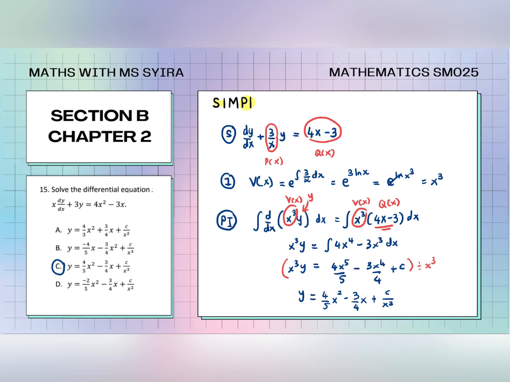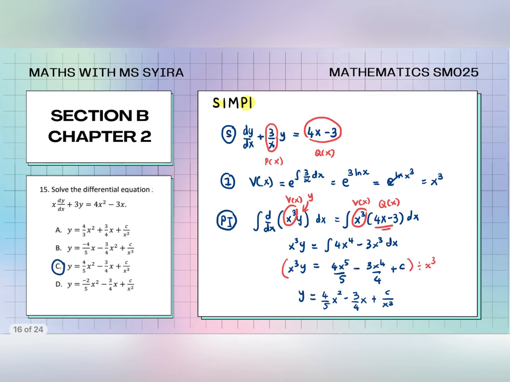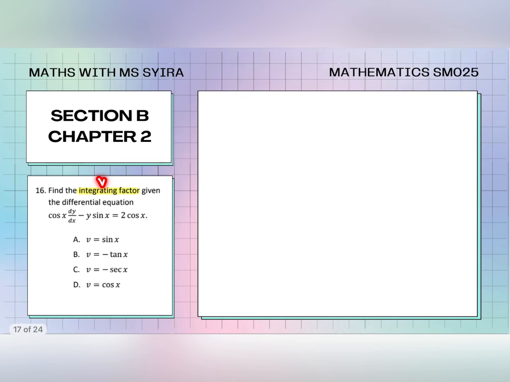Alright. Okay. So, question number 16. Find the integrating factor. Integrating factor tu apa? Here. Nampak tak? Integrating factor adalah V of x. So, kita nak cari V of x. So, apakah formula V of x? e integrate P of x dx. Okay, apakah function kita? Okay, here.